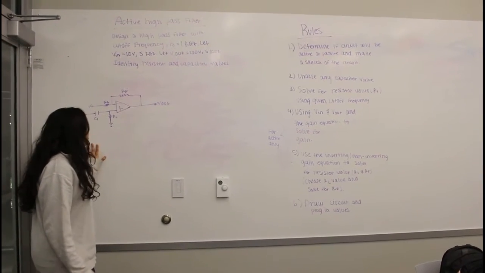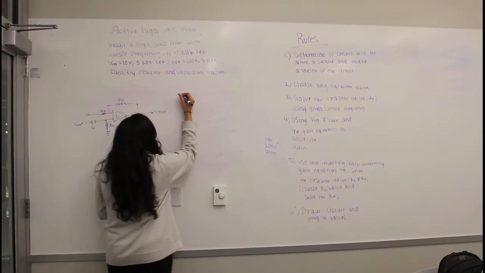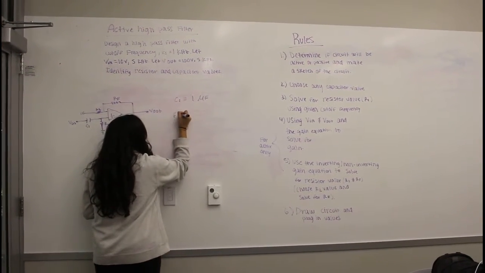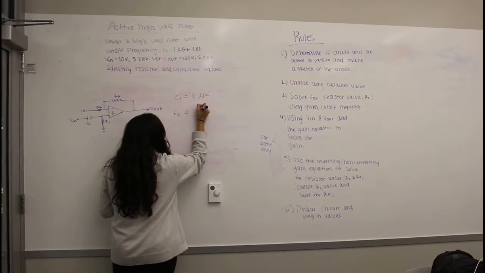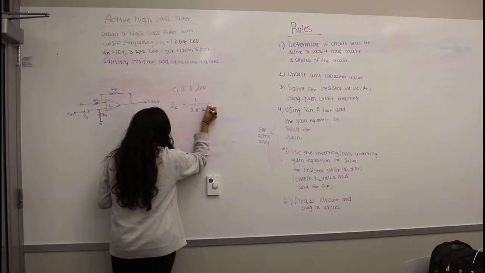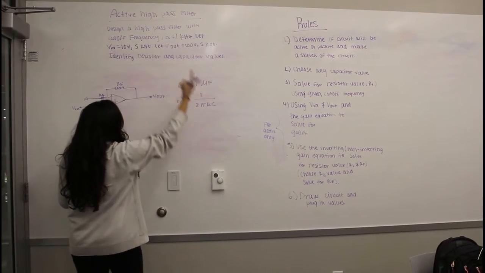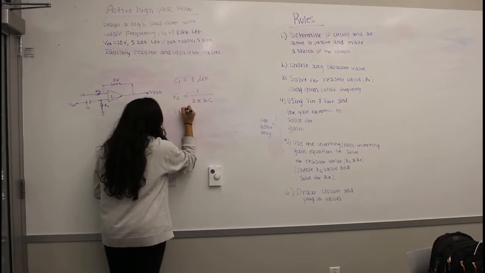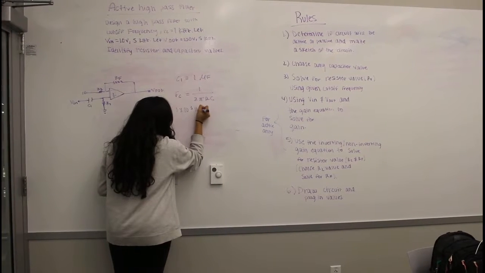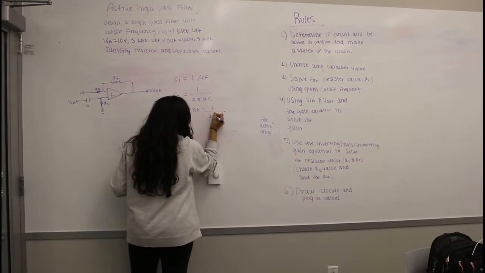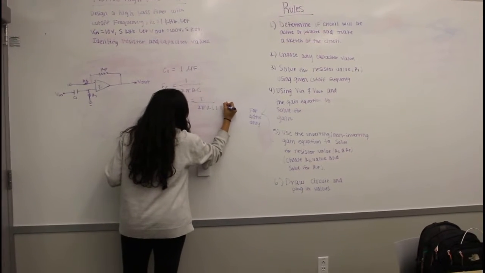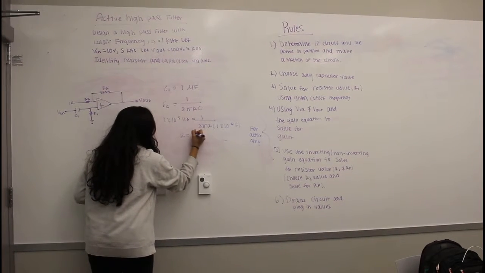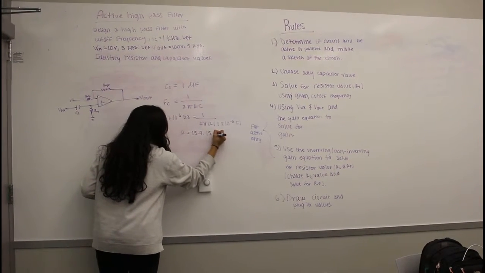Next, we're going to choose a capacitor value, and you can choose any value just to make it easy. We're going to choose C equal to 1 microfarad. And next, we're going to plug it into this equation to solve for the resistor value. We know that our cutoff frequency is 1 kilohertz and our capacitor value is 1 microfarad. After you solve this out for R, you get R equal to 159.15 ohms.